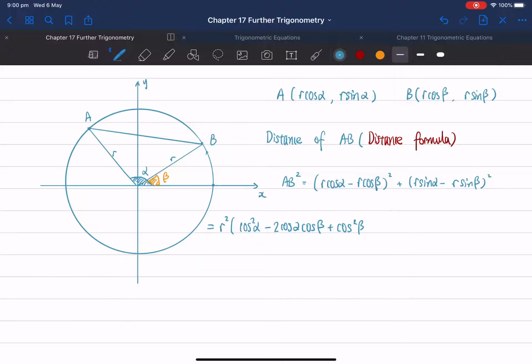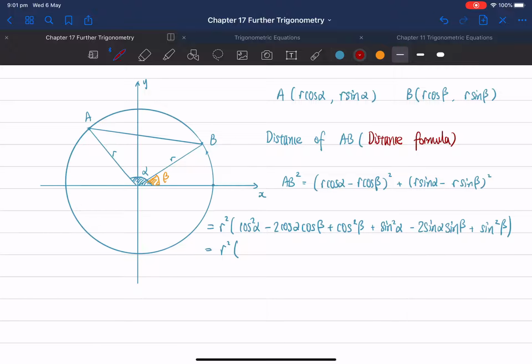Then for this part, I'm just going to take the r outside as well, to further factorize it. Because that becomes a square, if you take the r squared outside, you will get this r squared here. Now that becomes sine squared alpha minus 2 sine alpha sine beta plus sine squared beta. Now let's continue. That becomes r squared brackets.